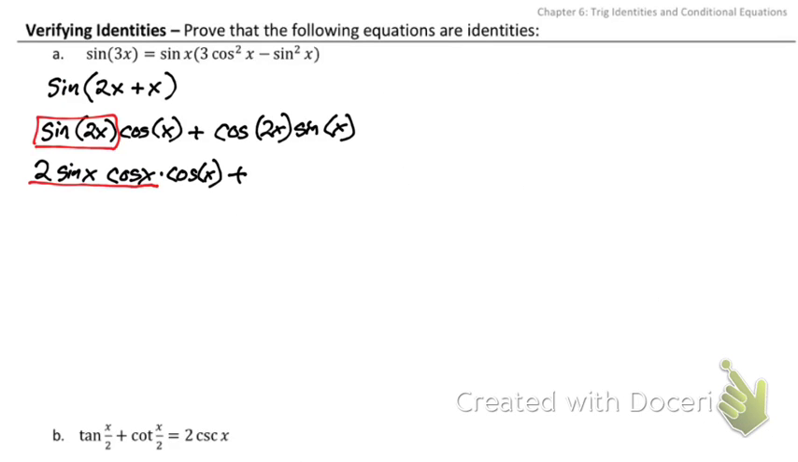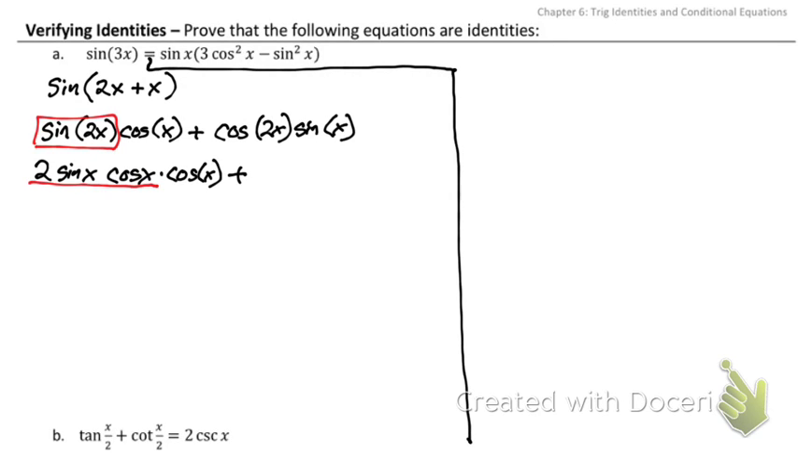So you have to look at the right-hand side. And my advice to you is to actually work out that right-hand side so you can see what numbers you have. So I'm going to go ahead and do this. I'm going to work out that right-hand side. I'm going to distribute that sine to give us sine x times 3 cosine squared x minus sine squared x.